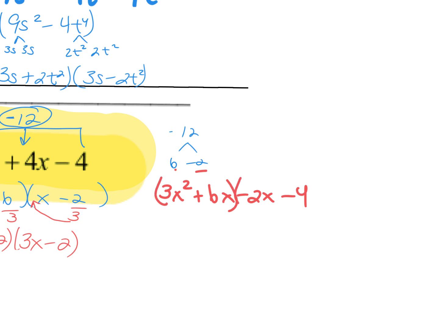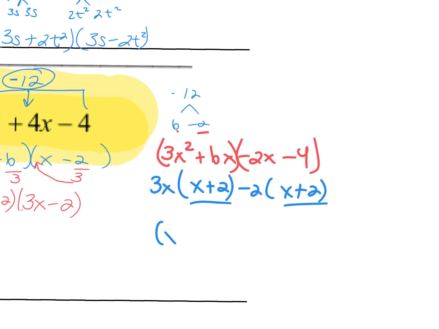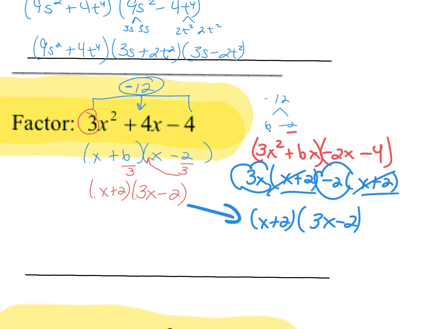What can I take out of 3x squared and 6x? 3x. And what am I left with? X plus 2. Okay, what can I take out of negative 2x and negative 4? And what am I left with? X plus 2. So here's the new GCF. X plus 2. And the leftover gets its own parenthesis, which is 3x minus 2. Is that the same thing that we got here? Yeah. Either way, does not matter.